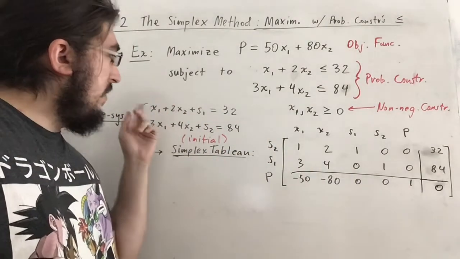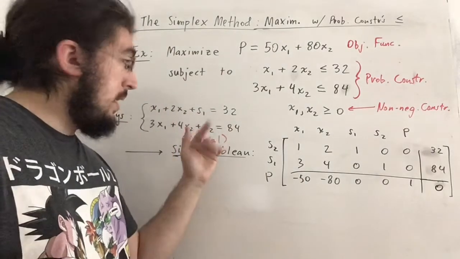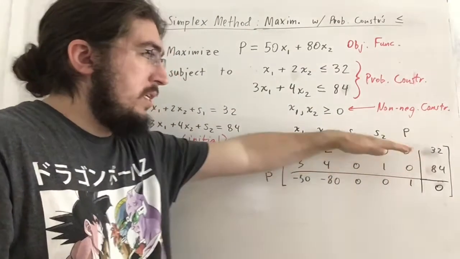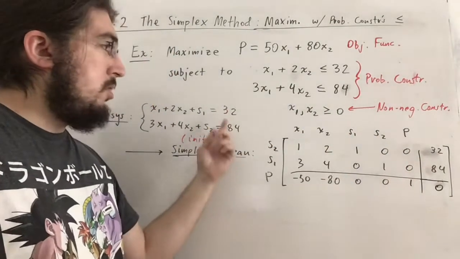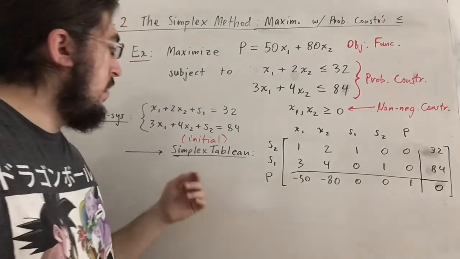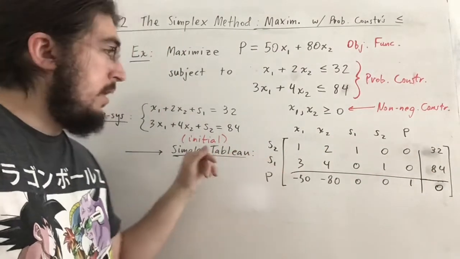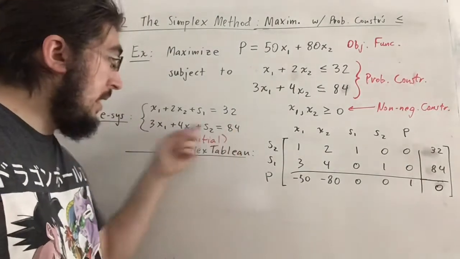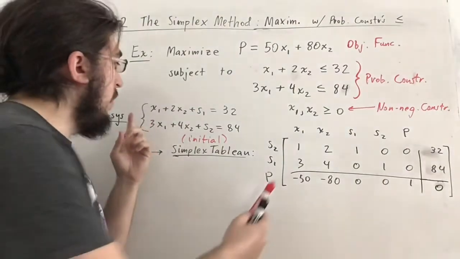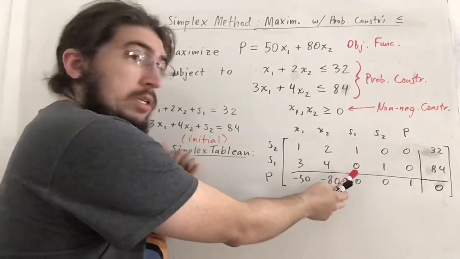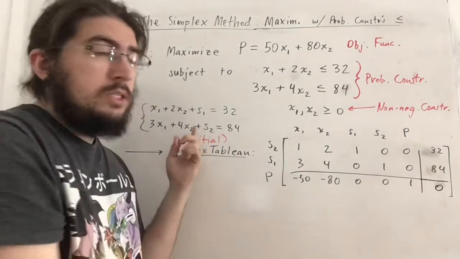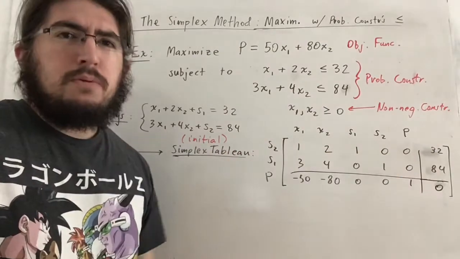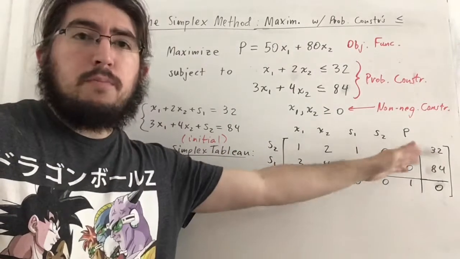So the coefficients of x1, x2, s1, and s2 respectively are 1, 2, 1, and 0. Notice there's no p, so p is always going to be 0 for each of these first two rows, and equal to that number, 32 and 84. If you look at the second row and look at the coefficients for x1, x2, s1, s2, and p in this equation, they're in that order: 3, 4, 0 because there's no s1, 1 because there's one s2, and 0 of course because there's no p in these equations. So why p is 0 here is pretty obvious. We just needed a column for p for the bottom row.